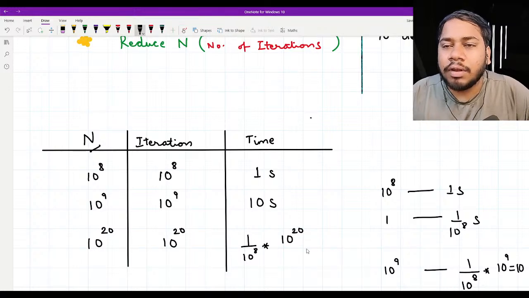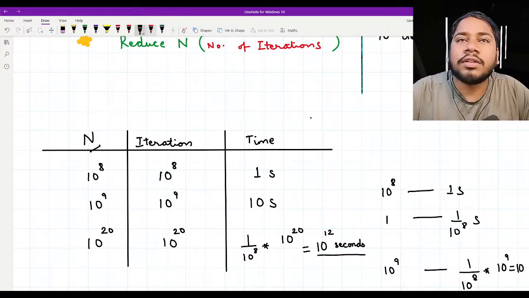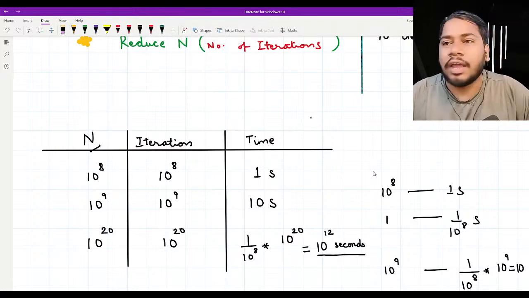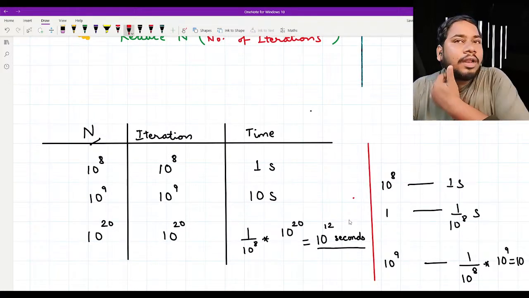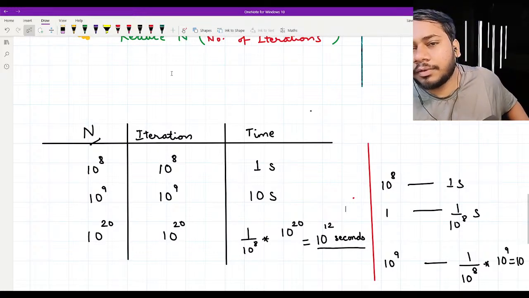And this will be 10 to the power 12 seconds. So can you guys assume what this time is? This 10 to the power 12 seconds, what is this time? Can you think of that? Do you have any idea? Let's see. 10 to the power 12 seconds.